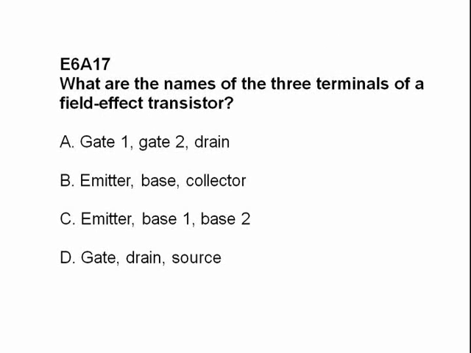What are the names of the 3 terminals of a field effect transistor? The answer is D, the gate, drain, and source.